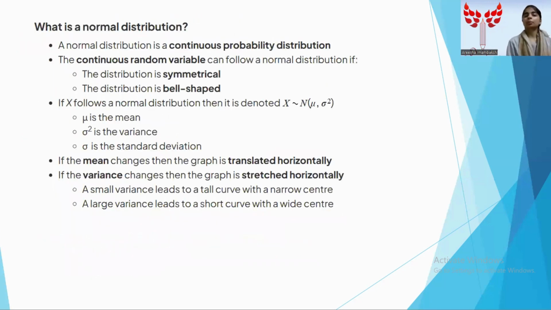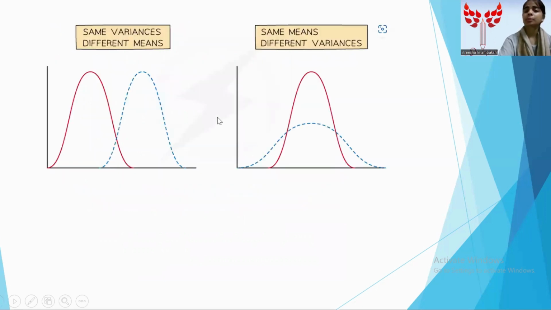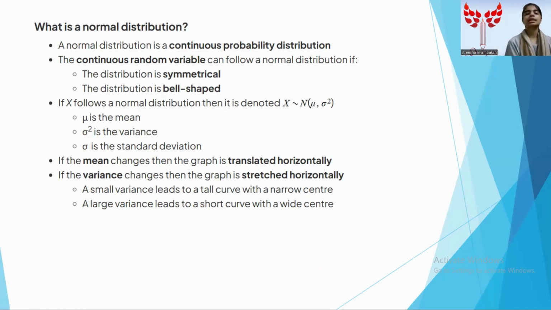Now, what is a normal distribution? It is a continuous probability distribution. It is symmetrical on both sides, which means it will give you a bell shape, a shape like this. We are going to discuss this in detail. It is denoted by x follows a normal distribution, with mu, the mean, and the variance. This is your standard deviation term.